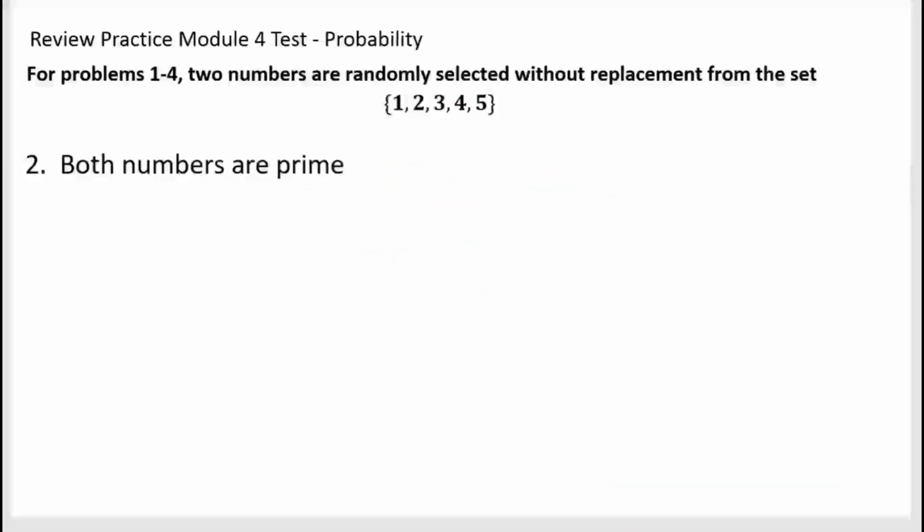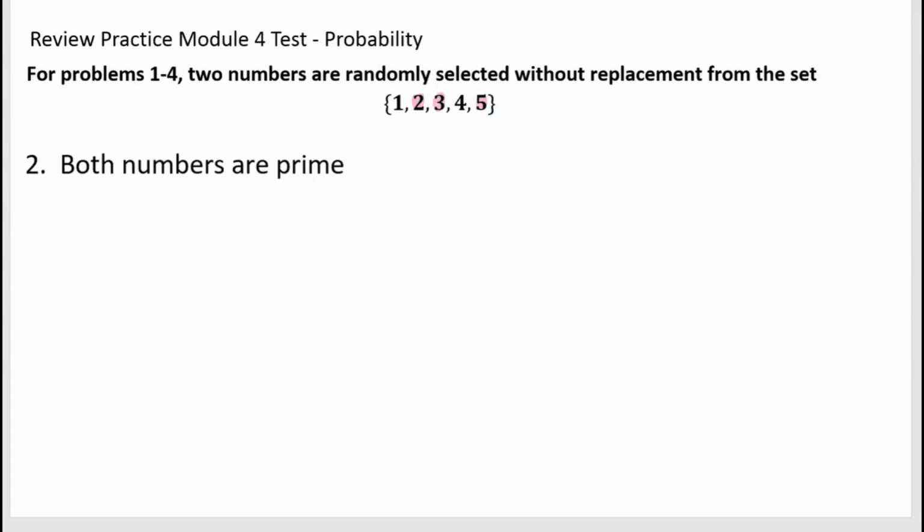For problem 2, we're talking about both numbers being prime this time instead of even. So let's take a look at our prime numbers. Now, 1, even though the factors of 1 are 1 and itself, so that kind of meets the definition of a prime number, 1 is not considered a prime number. 2 is the smallest prime number. So 2 is prime, 3 is prime, and 5 is a prime number when you're thinking about this.